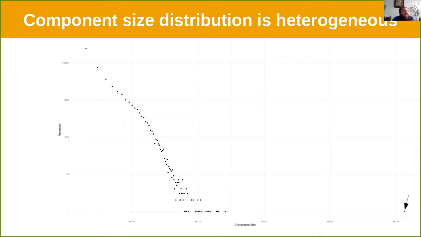The component size distribution is very heterogeneous. We see that the largest connected component has a lot of the nodes in the network, but there are a lot of smaller connected components. And this is important in terms of disease transmission, because we consider that transmission is likely where there are infected nodes, and if this component is too large, that's more at risk, but the rest of the components are at risk too.